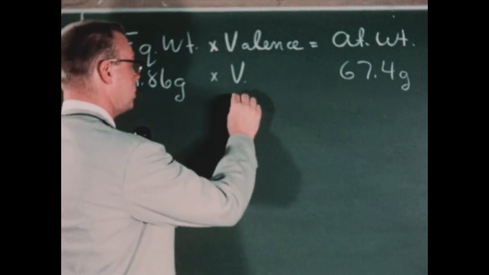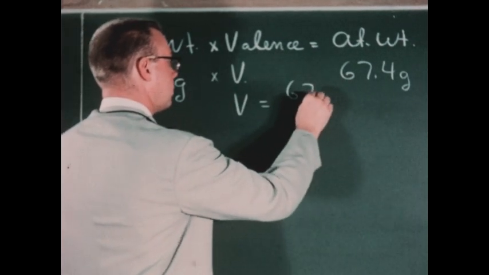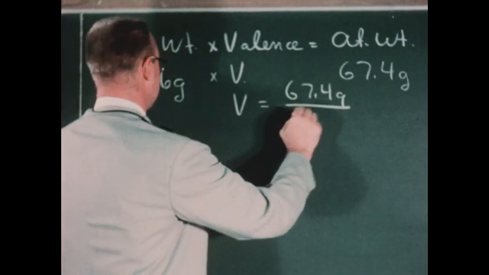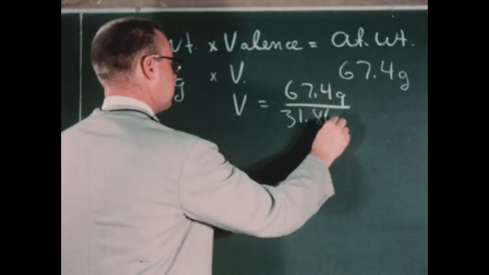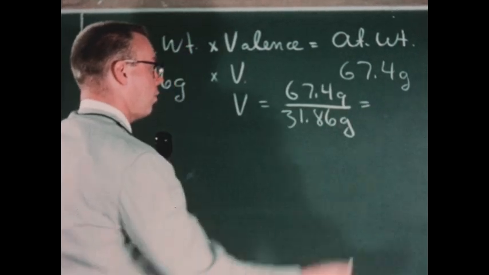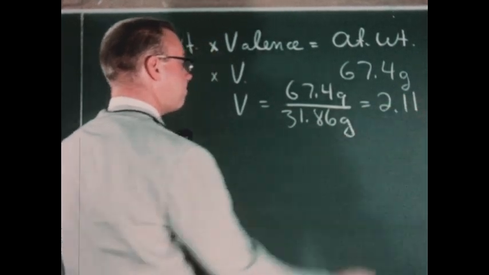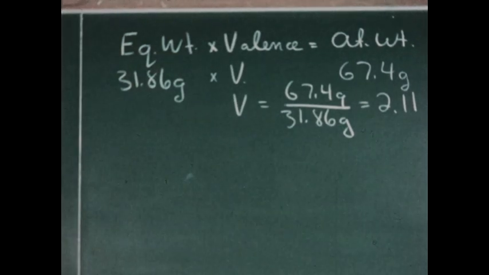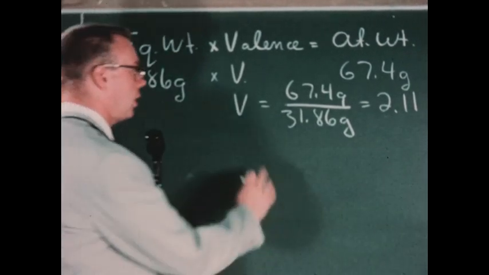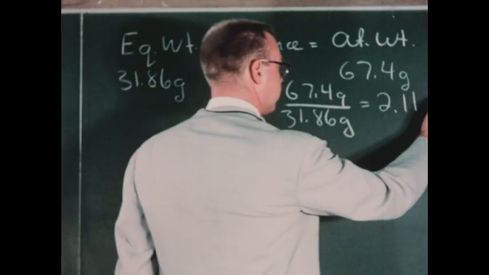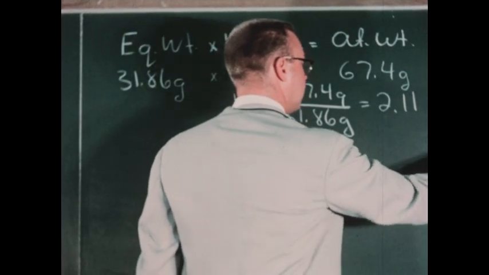We can solve this relationship for the valence. And we get 2.11. Now we know that the valence is always a whole number. And this calculation tells us that the valence of copper in this compound then is 2.